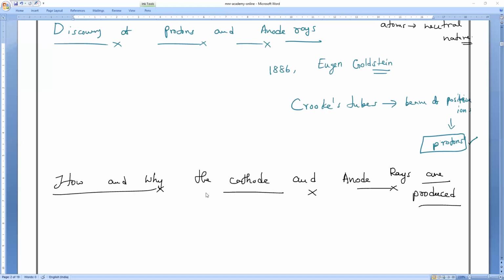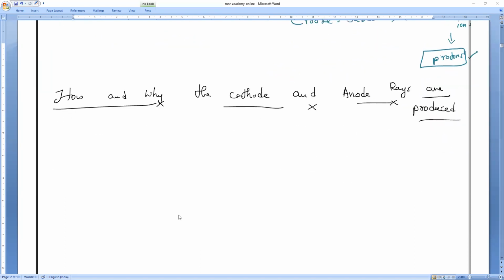Ask me. I hope everybody is understanding. Please don't simply waste time. If you have a doubt, you can ask. Else you can listen. So now, why are these cathode rays and anode rays produced?